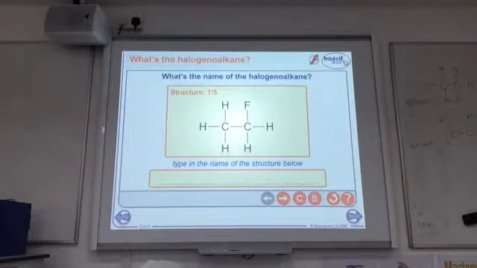Okay, that's a nice easy one. I've got to type in the name of the structure below, and hopefully get it right. So, who's going to help us out with a name for that one first? Is that you, Leanne? Go on, give it a go. Fluoroethane. Let's have a look. Fluoroethane. If we check, yay, you got a tick. Well done. Okay, now they get harder.